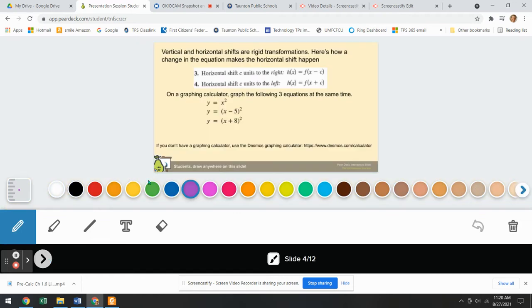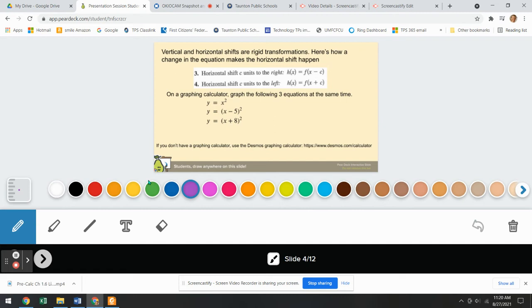Same idea here, but now we're talking about horizontal shifts. What I like about the vertical ones is that they are easy to remember. If you're adding, you're going up. If you're subtracting, you're going down. Horizontal is the opposite. You can notice that before you apply the function, if you subtract a number, you don't go left, which would be the negative, you go right. Okay, so it's the opposite.